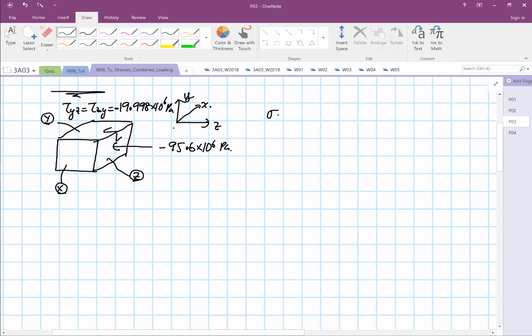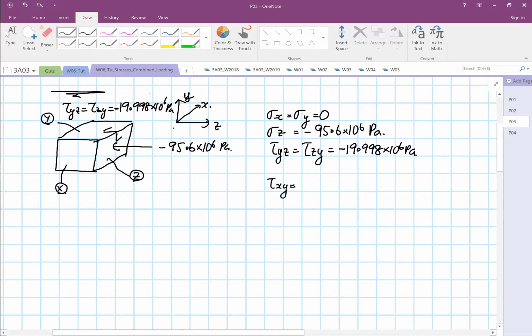So we know that stress X and stress Y are equal to 0. Stress Z, we are aware that it is having compression of 95.6 times 10 to the power 6 Pascal, and then we know that shear YZ is equal to shear ZY, and this is equal to minus 19.998 times 10 to the power 6 Pascal. Okay, we can call this as close as 20. So we are also aware that shear XY is equal to shear YX is equal to 0, and shear XZ is equal to shear ZX is also equal to 0.